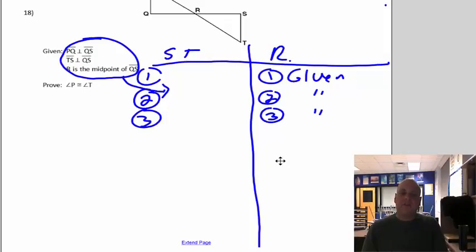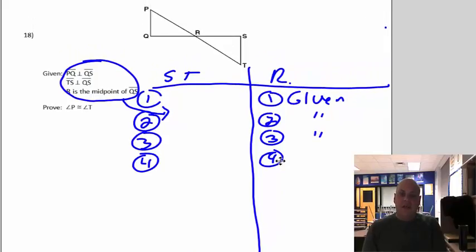So let's just start writing actual statements here, because your order may be different anyways. We're not matching the proof perfectly. So we have perpendicular. That forms right angles. So angle Q and angle S are right angles.